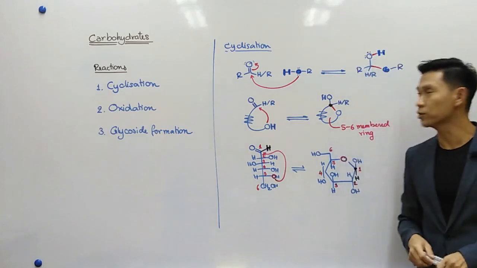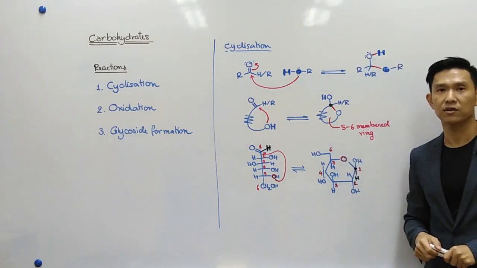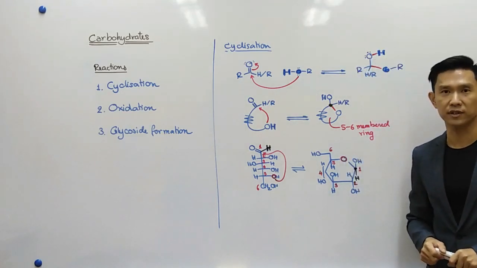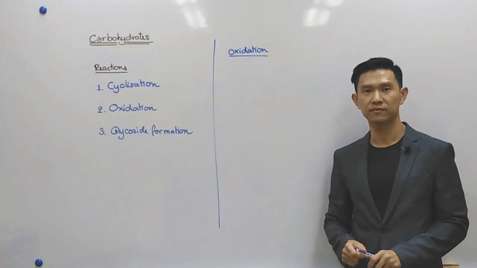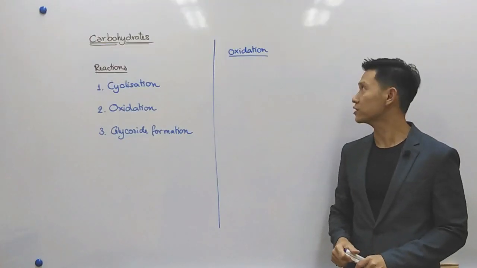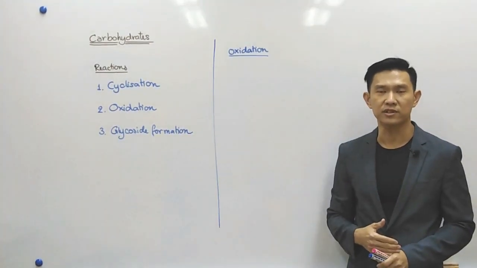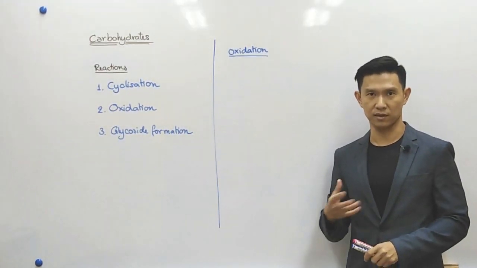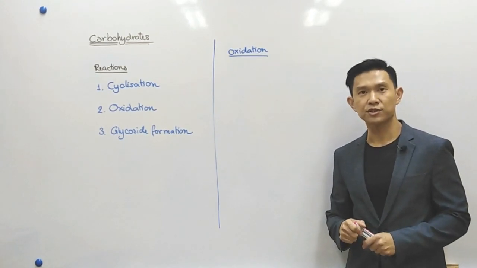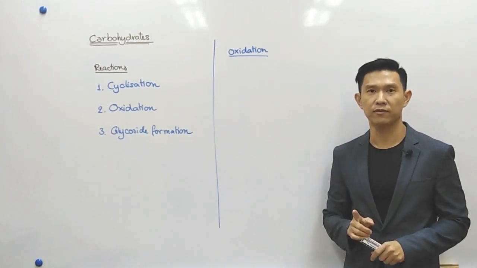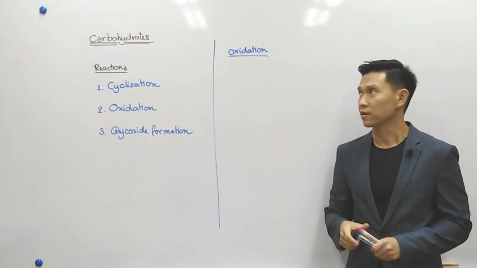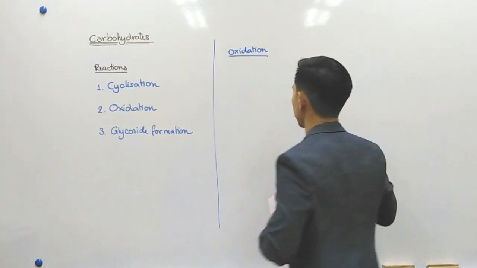Now we have 2 more reactions to go. So continue to the second reaction, the oxidation. So the next reaction is the oxidation. Okay. So there are many kinds of oxidation processes that can happen with your carbohydrates, but I will just show you one type of oxidation process. Okay. It's the easiest one actually.